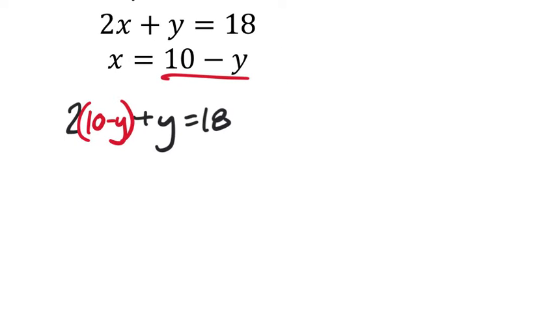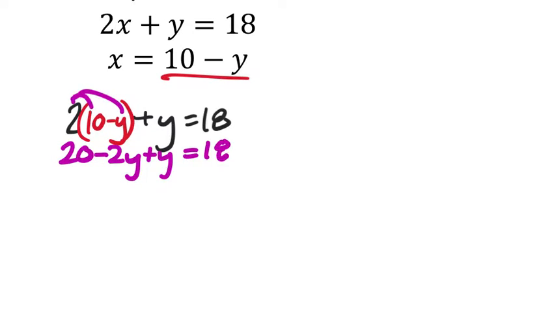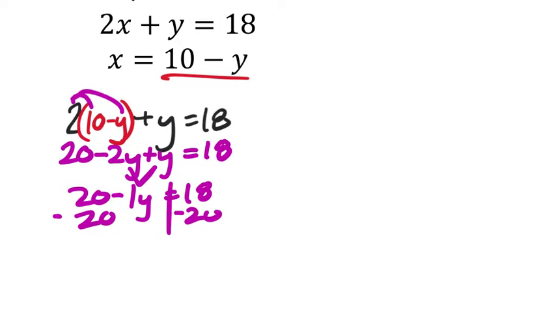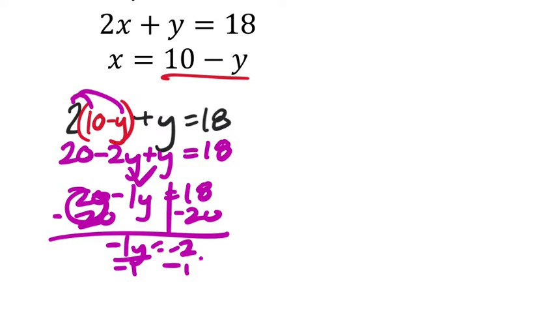Okay, so I'm going to solve now for y, just like we would a regular equation, by distributing 2. 2 times 10 is 20. 2 times negative y is negative 2y plus y equals 18. Not really color coordinating this very well, but combining like terms, negative 1y, so 20 minus 1y equals 18. Subtract 20 from both sides. And then we'll drop the 20, so negative 1y equals negative 2, and dividing both sides by negative 1 makes the y value a positive 2.